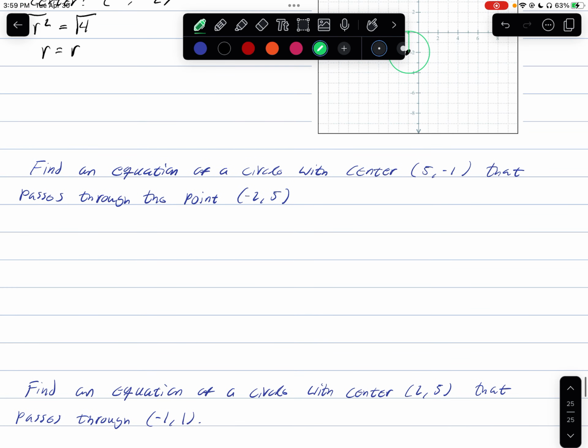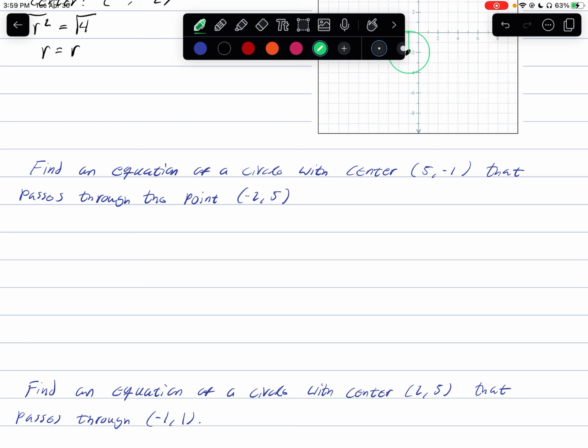Okay, how about this one? Now we're not going to graph, but we're going to try to find the equation of the circle. We're going to go the other direction given information. So here we're trying to find an equation of a circle that has the center 5, negative 1. It passes through the point negative 2, 5. We can start in a couple of different places.